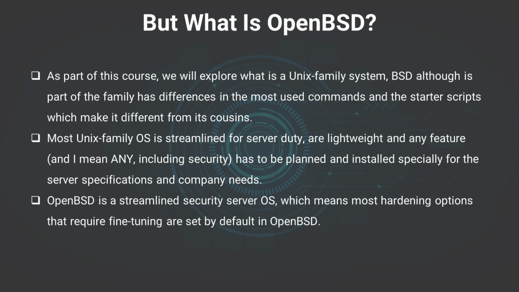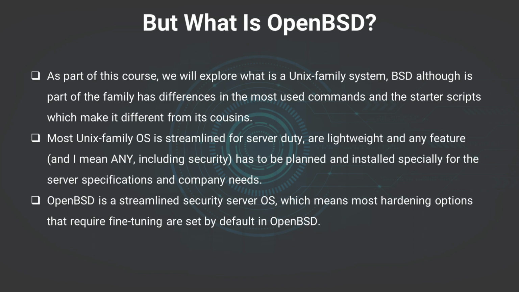BSD, although it is part of the Unix family, which was born in the 1960s, has differences in the most used commands and the startup scripts, which make it different to its cousins. OpenBSD, as an example, has several differences with the Linux family, as BSD has its own file system and a startup system, which is called the BSD system. Instead, the Linux family has the System V system, BSD in Victor. This is very important because for the purists, these differences make them, although part of the Unix system, very incompatible between both of them.